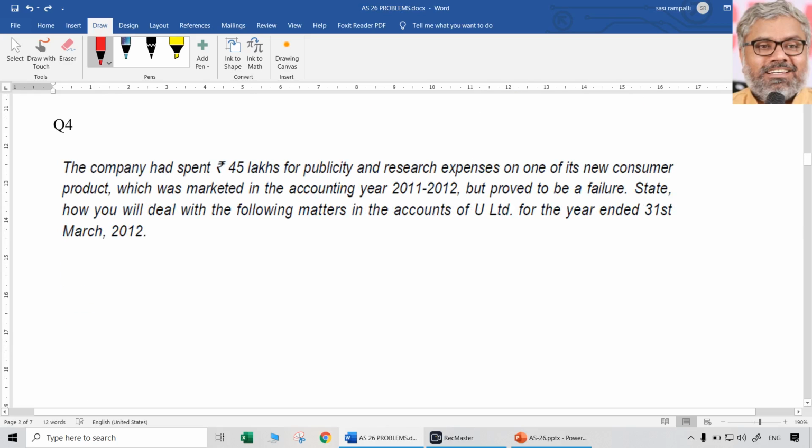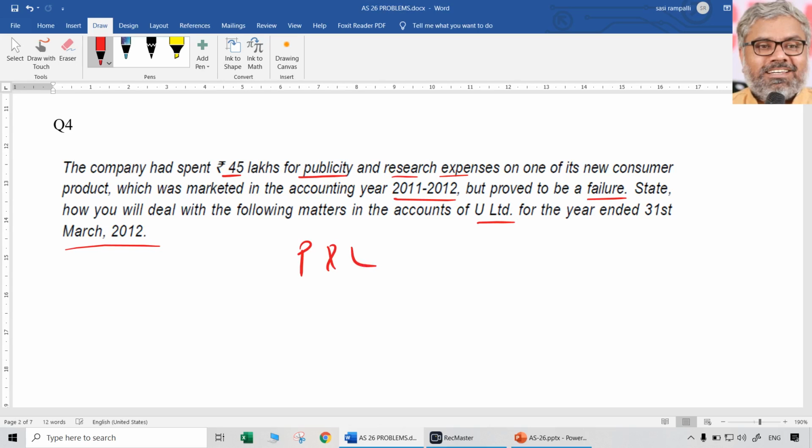And another question also is similar to this. This company has spent 45 lakhs rupees for publicity and research expenses on one of its new consumer product. They want to manufacture something, let us say some soap or something they want to manufacture. For that, they did some publicity also, some research expenditure also, which was incurred in the accounting year 2011-12, but proved to be a failure, utter flop it was. State how will you deal with the following matters in the accounts of you limited for the year ended 31st March 2012. Following matters means that matter only. So what should happen to that?